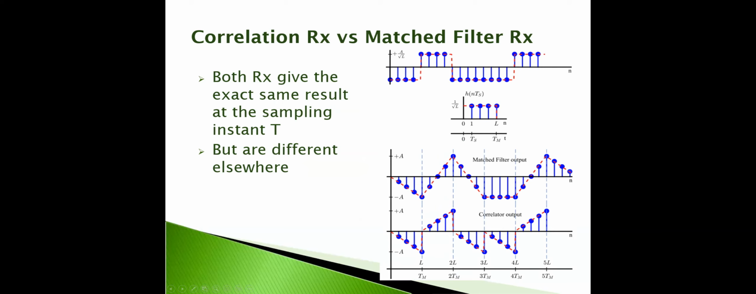So we see here at these decision times, right? This level of sampling, we sample the outputs and they are the same at each of these locations, regardless of whether it's a match filter or correlator type receiver.